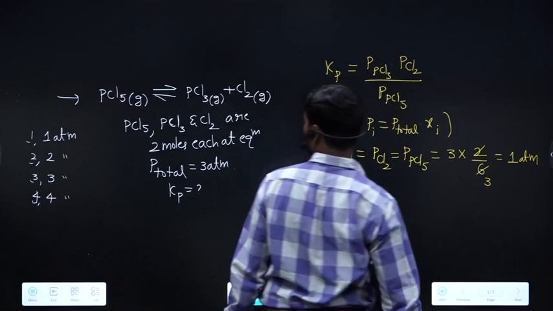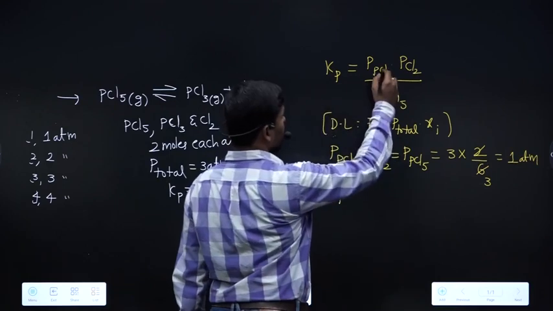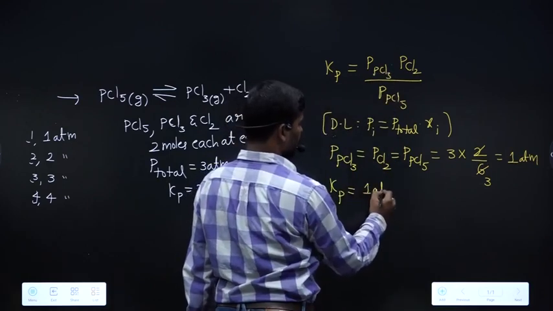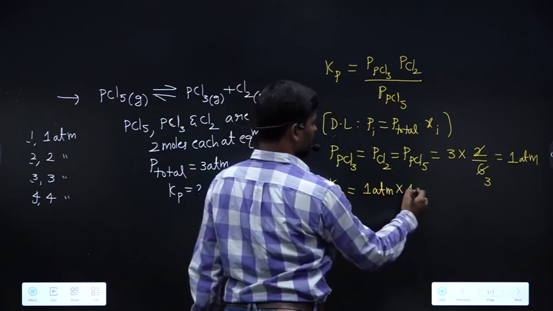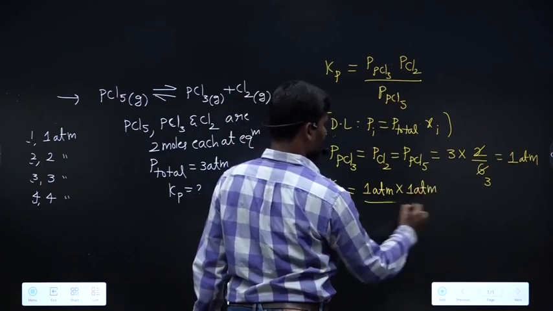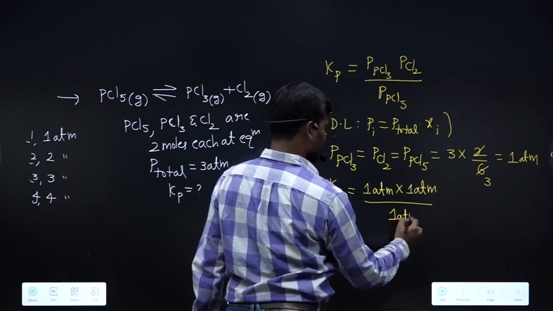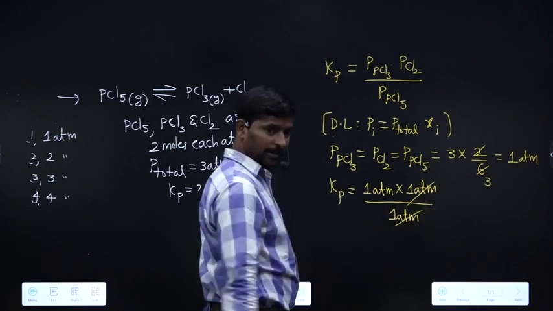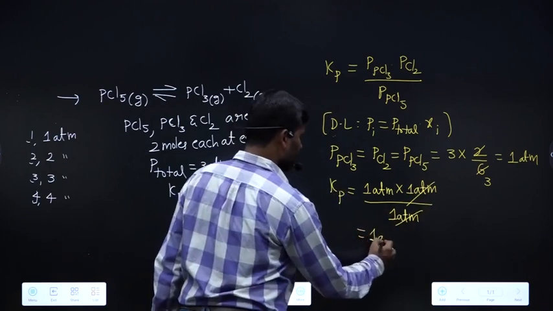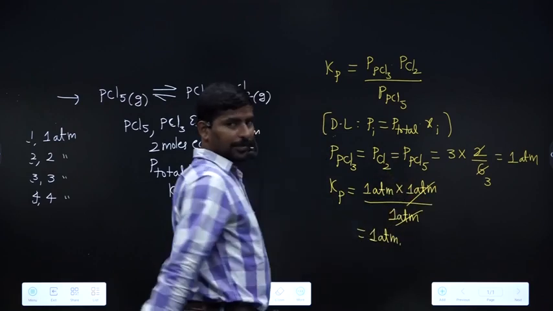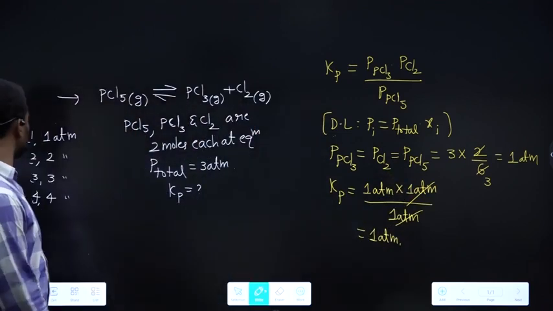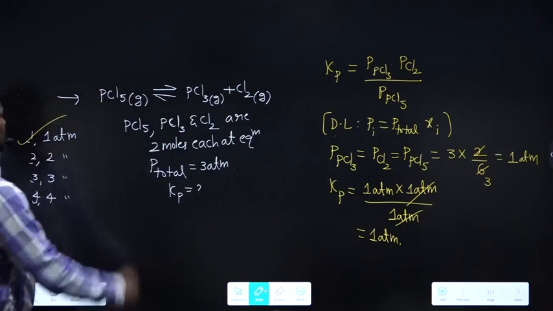Total pressure is given in atmosphere. So Kp is equal to partial pressure of PCl3, 1 atmosphere, Cl2, 1 atmosphere, by PCl5, 1 atmosphere. Atmosphere gets cancelled. So Kp value is what? 1 atmosphere. Kp value is 1 atmosphere. That is option 1.